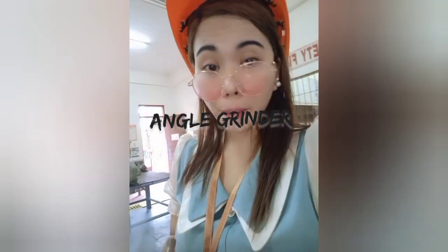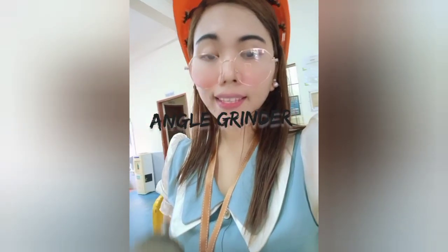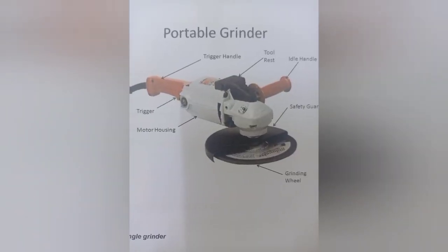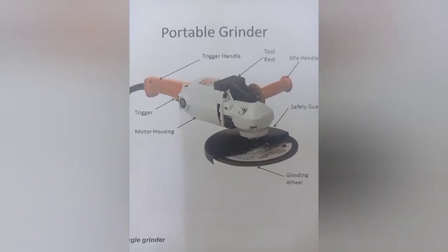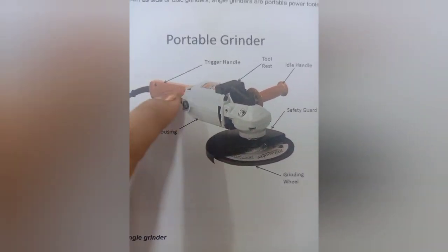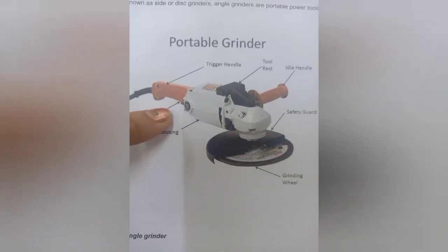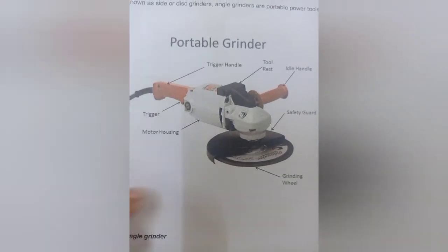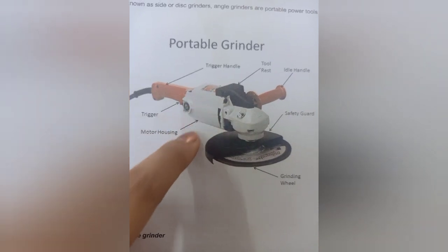This type of grinder, guys, again, is designed for grinding and polishing materials. Okay guys, now we're going to talk about the portable grinder parts. So these are its parts. As you can see, we have a trigger. This side is the trigger. This is the motor housing.